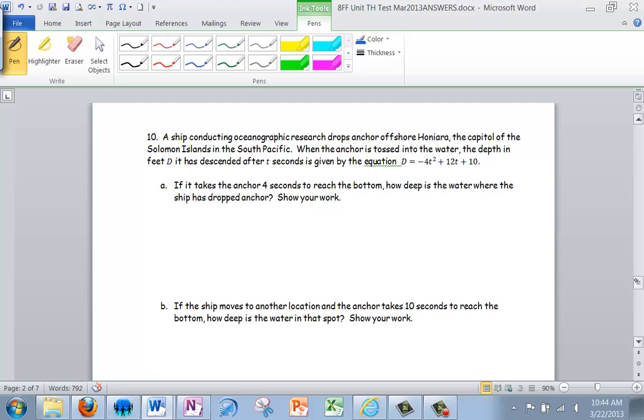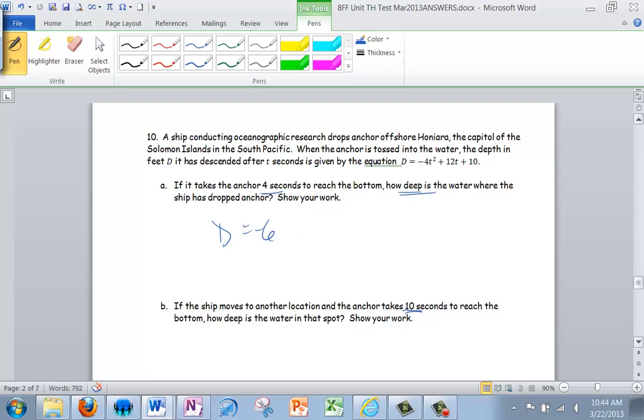Now, with this one, the first two were fairly straightforward. You simply had to substitute 4 and 10 in for t. And so therefore, show your work, and you would get d equals negative 6. A lot of you just stopped at that point and said d equals negative 6 feet. Not good enough. You need to answer the question. How deep was the water?